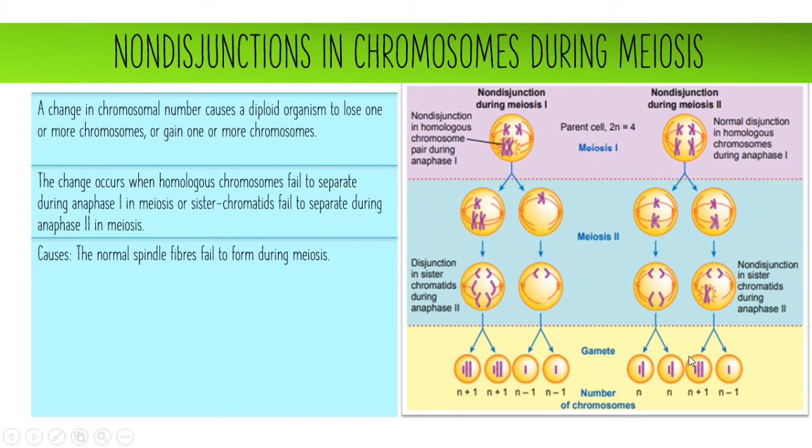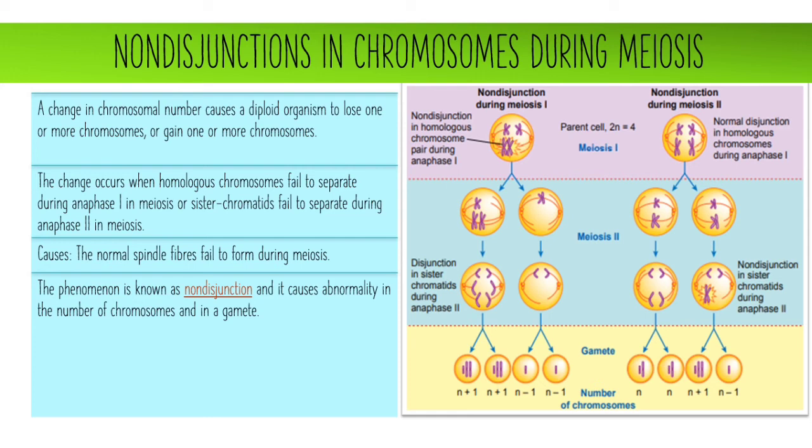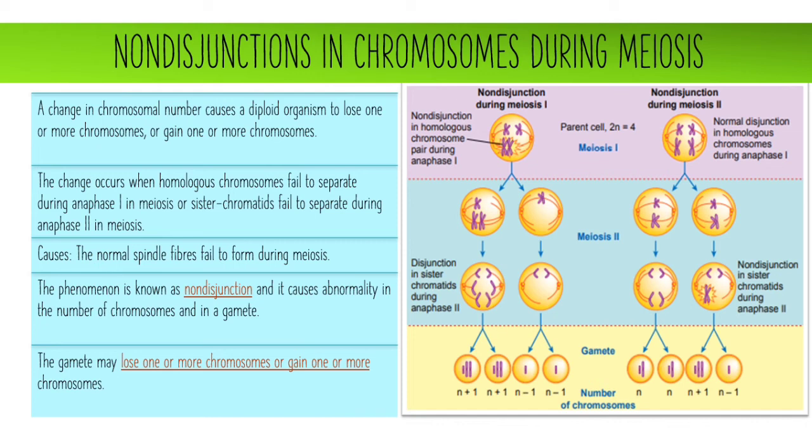So the cause of non-disjunction is normal spindle fibers fail to form. Okay, disebabkan oleh gentian gelendung yang gagal terbentuk. Jadi dia tak boleh memisahkan kromosom, homologous kromosom dengan sister chromatid tadi. So the phenomenon is known as non-disjunction and is called abnormality in the number of chromosomes in a gamete. So the gamete may lose one or more chromosomes or gain one or more chromosomes. Okay, jadi kita tengok kat sini number of chromosome dalam gamete telah berubah. Ada yang terlebih dan ada yang terkurang.